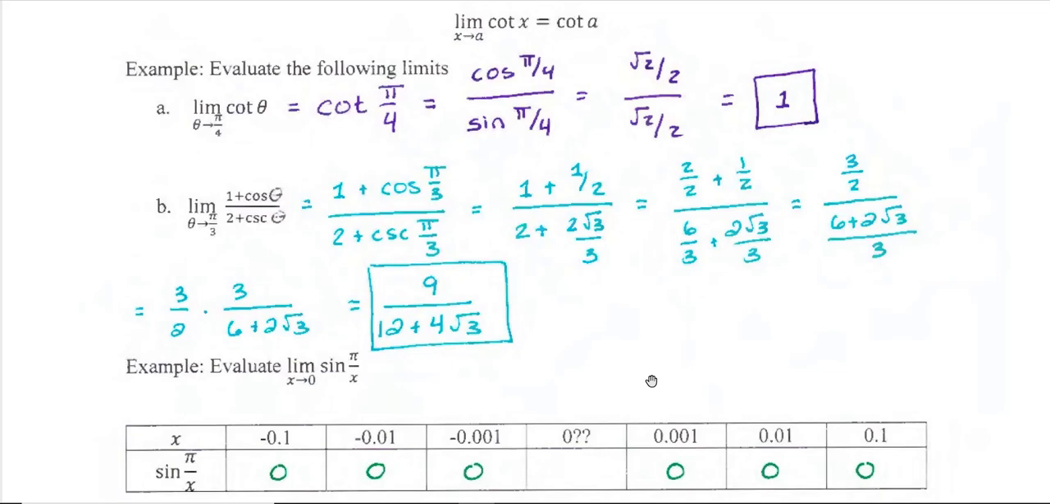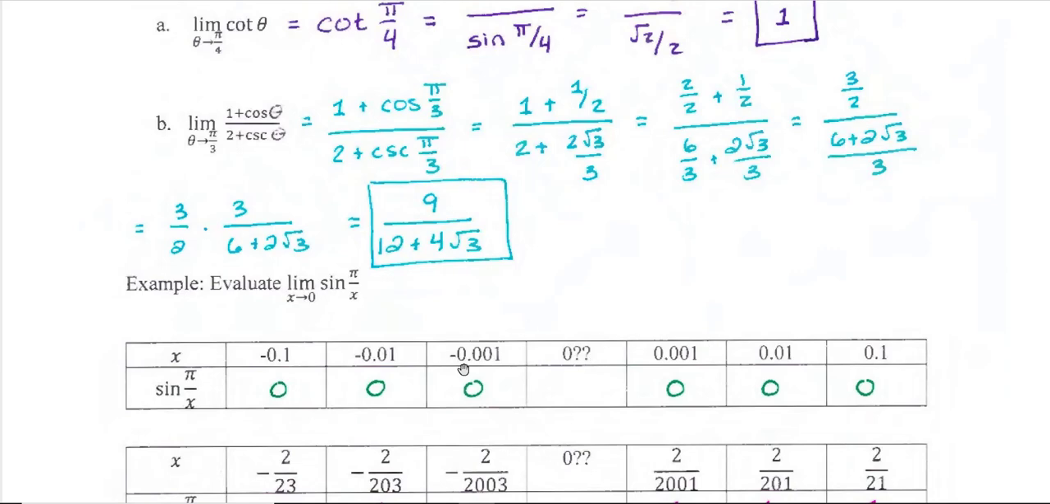Now I urge you to take out your calculator and do these calculations, and you will see that the sine of pi over negative 0.1 would come back as 0. So would the sine of pi over negative 0.01. So would the sine of pi over negative 0.001. And the same thing for these three values. So what does this tell us? This tells us that we would think that the limit as x approaches 0 of the sine of pi over x would be 0. But here's another set of numbers.